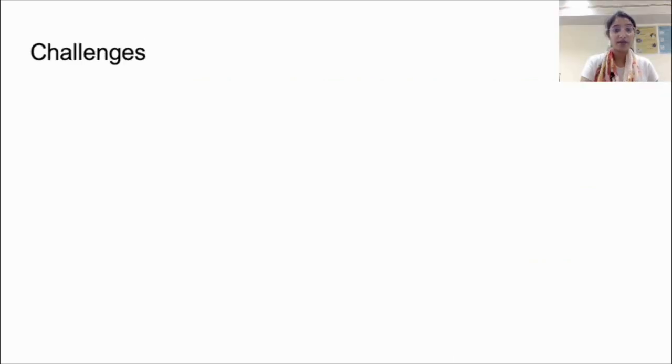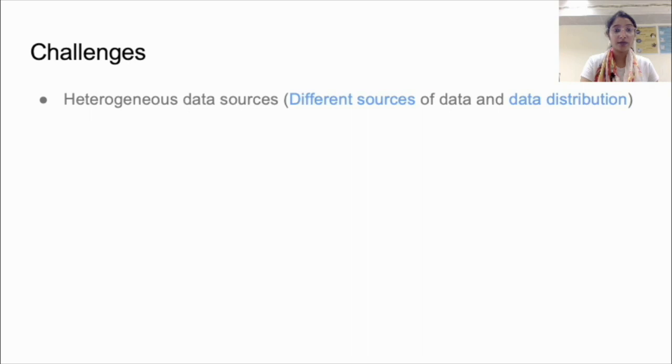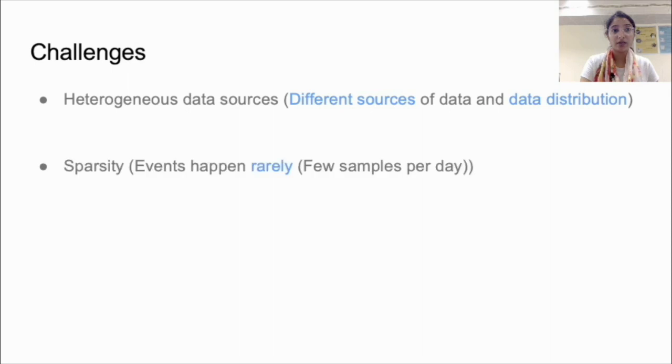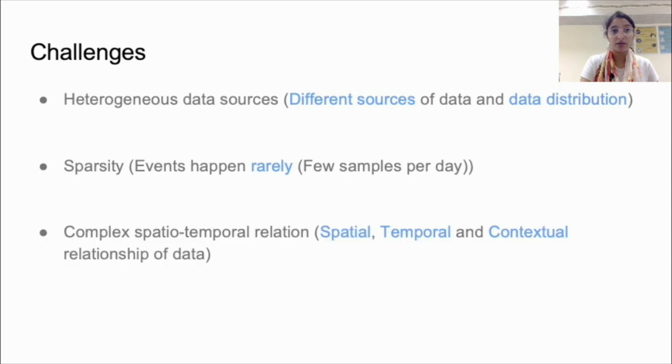There are several challenges that we have faced while solving this problem. The first one is heterogeneous data sources. As we are considering multiple sources for increasing the prediction accuracy, their data distributions also vary, so we need to take care of that. The next challenge is the sparsity of data. Events like accidents and crime do not happen very frequently, so we have very few samples per day. The next problem is complex spatio-temporal relation, so we need to capture the spatial, temporal and contextual relationships of the data so that the prediction accuracy can be increased. The last challenge that we faced is multi-objective optimization, because we need to provide a balance between different objectives.